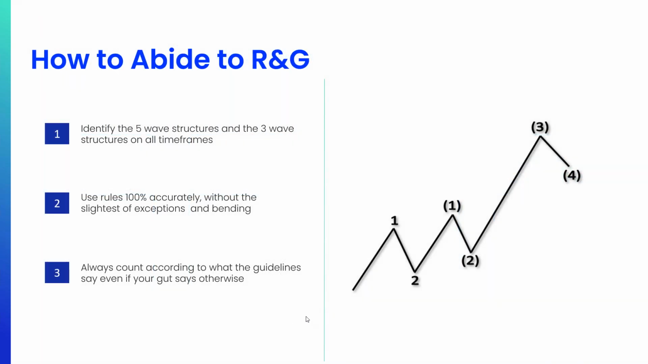The question is how to abide by the rules and guidelines. Well, this is my process. There are 3 things I follow. First, identify the 5 wave structures and the 3 wave structures on all time frames. By doing this, we separate impulses and corrections. We know where the main trend is, and it's very, very important.